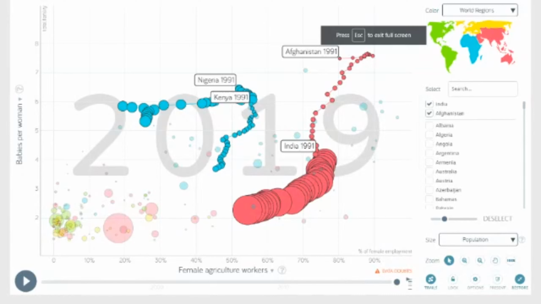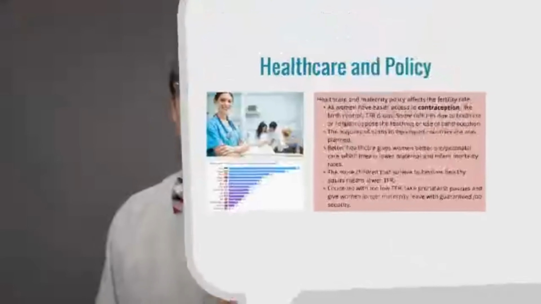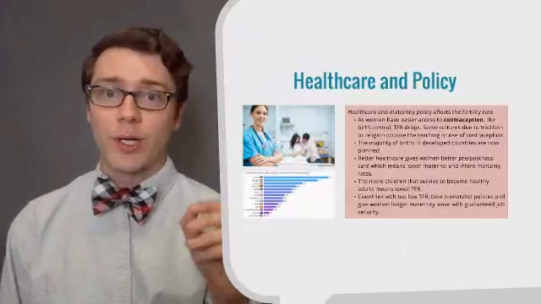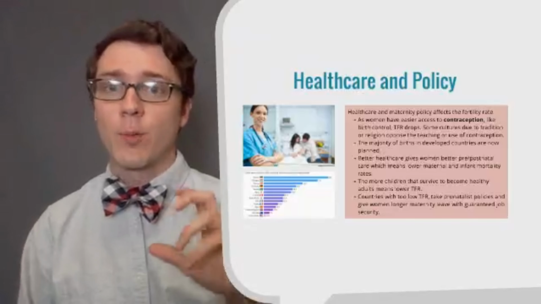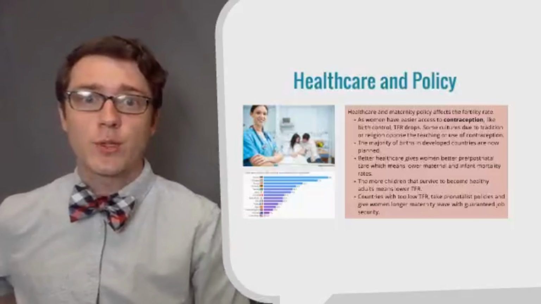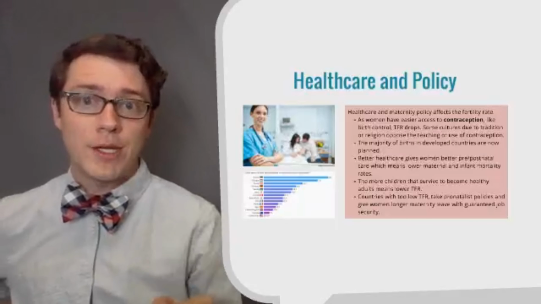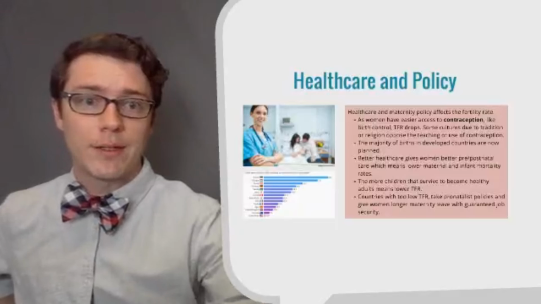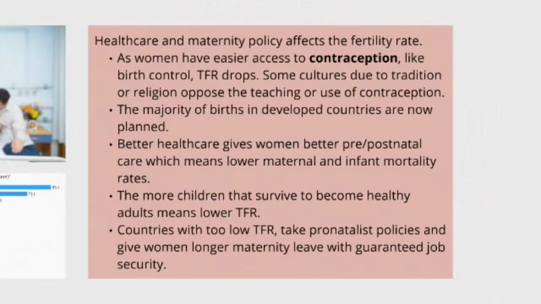And all the countries on the left that have very low percentages of women working in agriculture have much lower fertility rates. So as women get out of agriculture and into the rest of the economy, they're more likely to have fewer children. Healthcare and a country's policy towards women in health plays a major factor in the total fertility rate. So let's look at that.